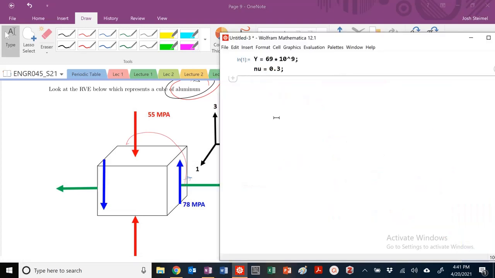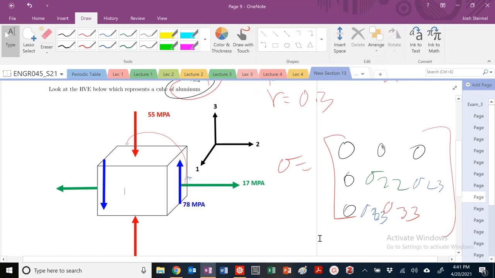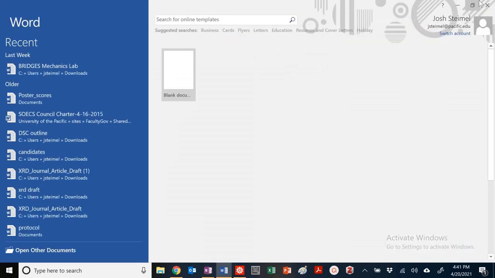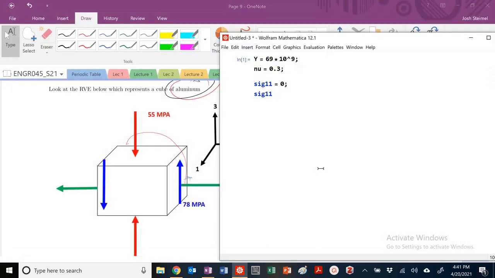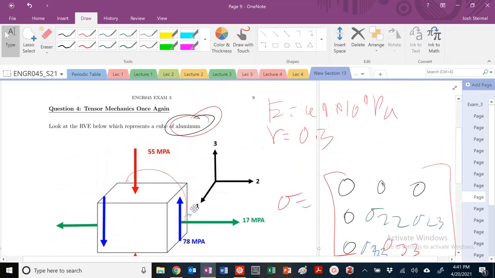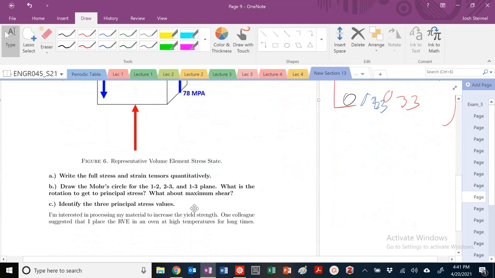So let's define those values. My sig 1,1 is equal to 0. My sig 2,2 is equal to 17 megapascals, so sig 2,2 is equal to 17 times 10 to the 6. My sig 3,3 is equal to minus 55 times 10 to the 6. And let's keep going here. I pretty much think that's about it.